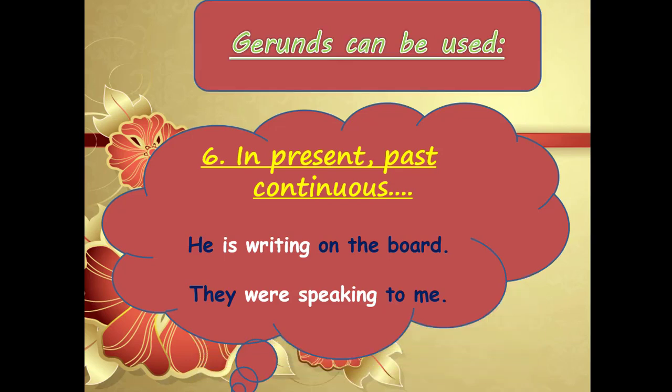Type number 6, gerunds can be used in present and past continuous. Of course, he is writing. I can't say he is write, or they were speak. He is writing on the board. Writing here, it's a verb, not a noun.